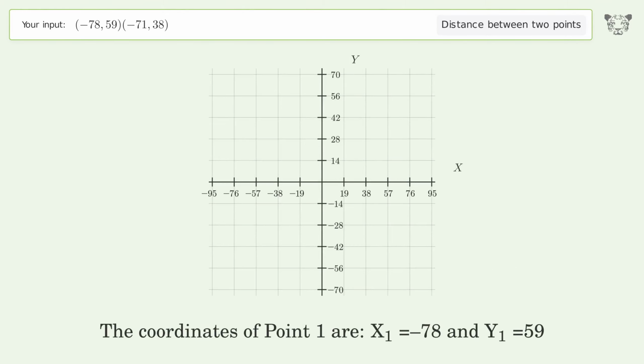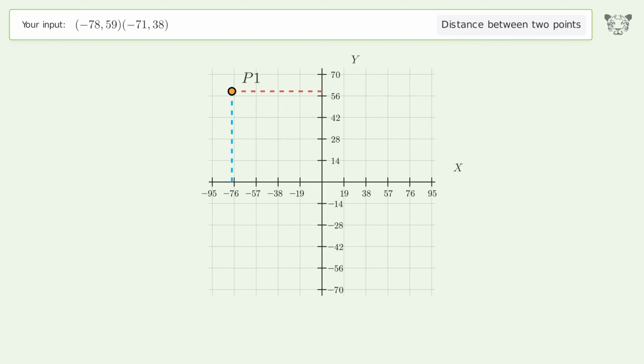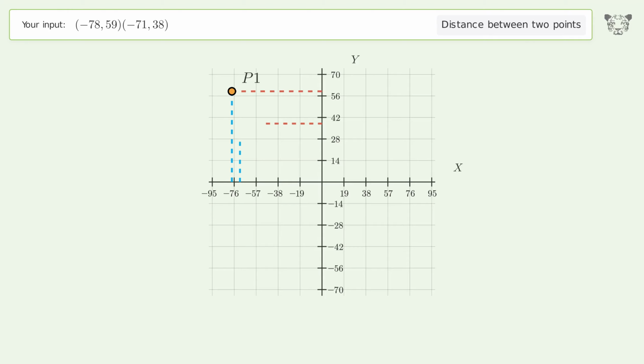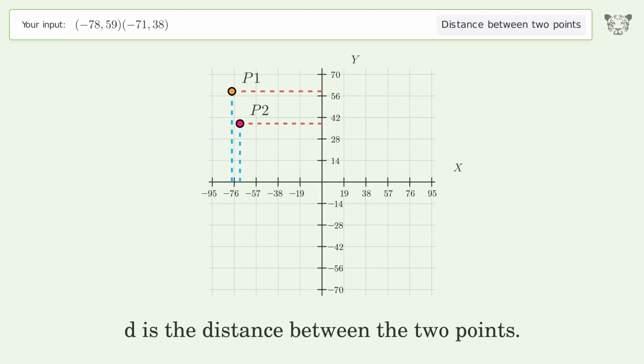The coordinates of point 1 are x1 equals -78 and y1 equals 59. The coordinates of point 2 are x2 equals -71 and y2 equals 38. D is the distance between the 2 points.